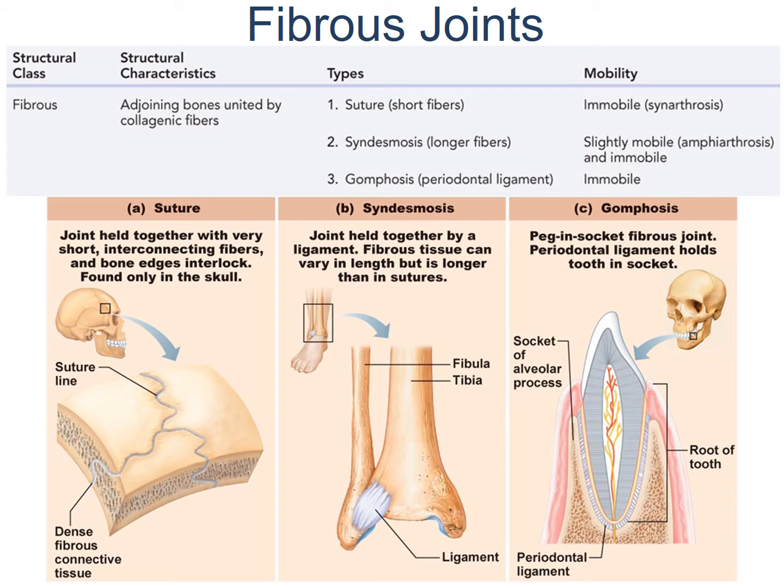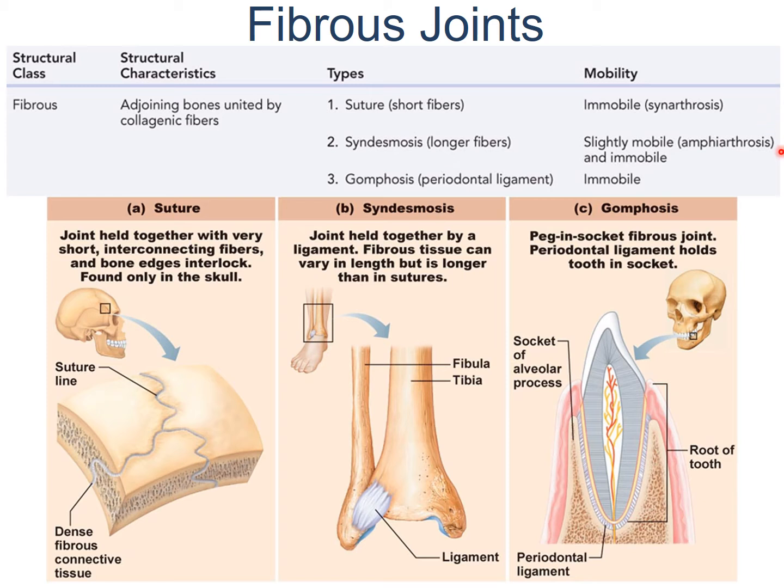On this particular slide, we're looking at the different types of fibrous joints. When we think about a fibrous joint, we've got adjoining bones united by collagenic fibers, which is that dense regular connective tissue. There are three different types of fibrous joints: a suture, a syndesmosis, and a gomphosis. And over here, it tells you how much mobility you have with each type of fibrous joint. For a suture, it's pretty much immobile, so that's what we refer to as the synarthrosis.